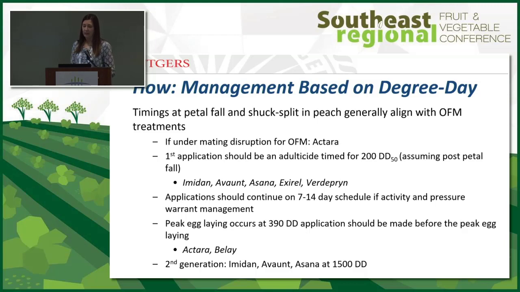Now, the peak egg laying occurs around 390 degree days, so you can use a material that also kills the eggs. So Actara and Belay are going to not only kill the adults, they'll also kill that egg so it doesn't become a larvae. You'll still get an egg scar on the fruit, but you won't have that live larval contamination at harvest. In second generation, you're going to have to time that with other pests that are in the orchard, and Avant, Imidan, and Asana are good options.